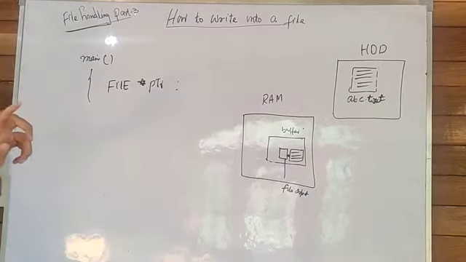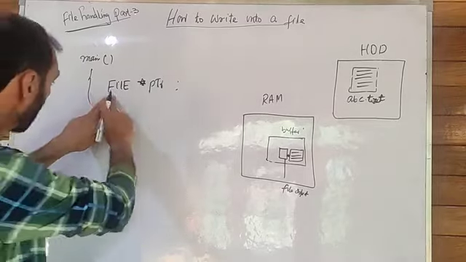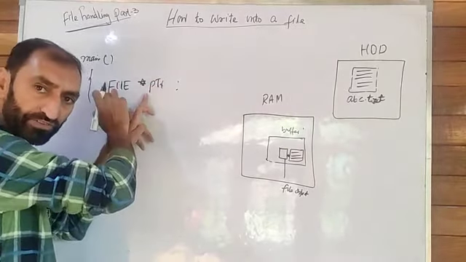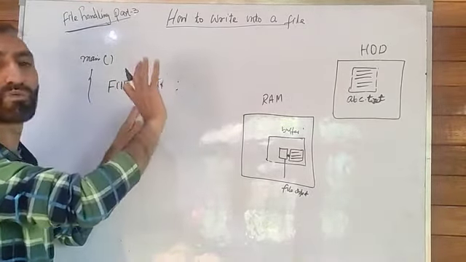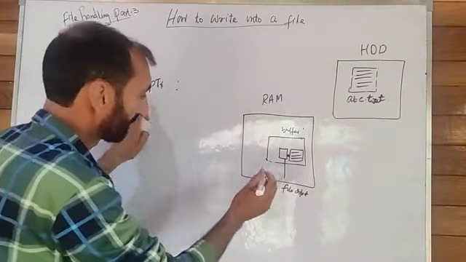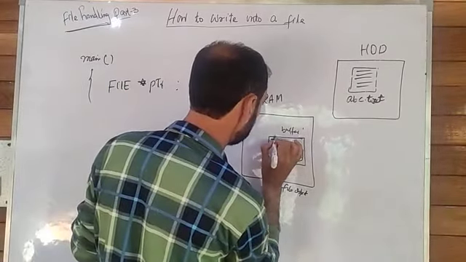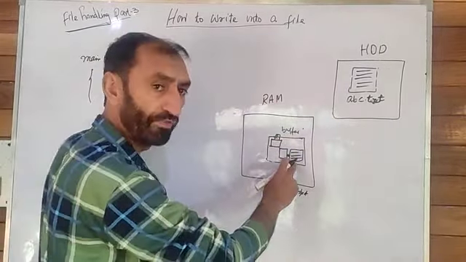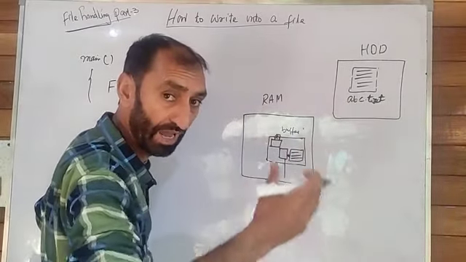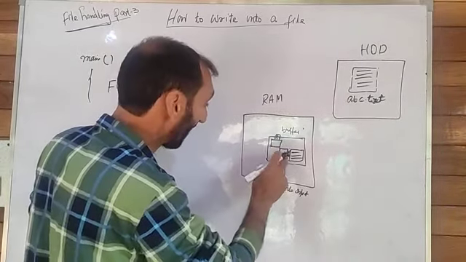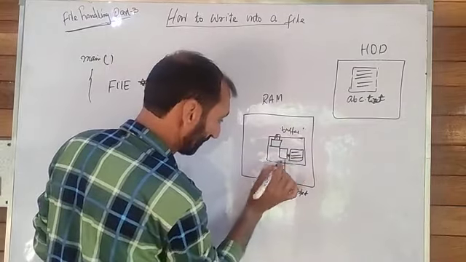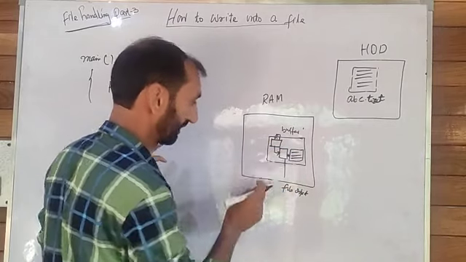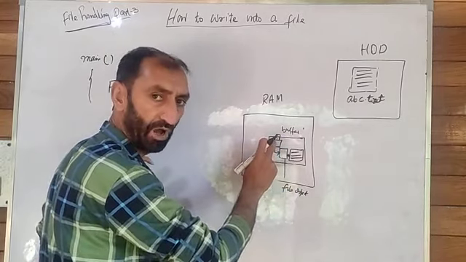Here I have created a pointer of type FILE. This ptr is the pointer whose data type is FILE, that means ptr is a file type pointer. It will hold the address of the file. For example, if this is a file object, its address will get stored in this ptr.